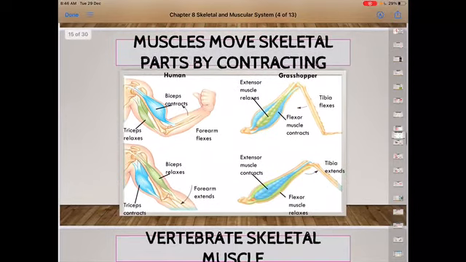These are another image of the forearm flexors in human and also in grasshopper. So this diagram shows the interaction of muscle and skeleton in human and grasshopper. This arrangement works either for endoskeleton or exoskeleton. Both use the same system.